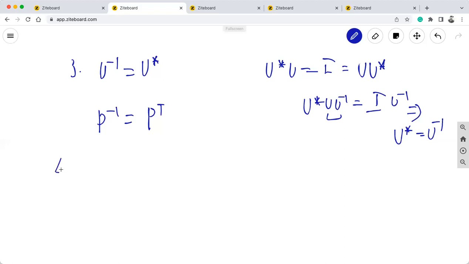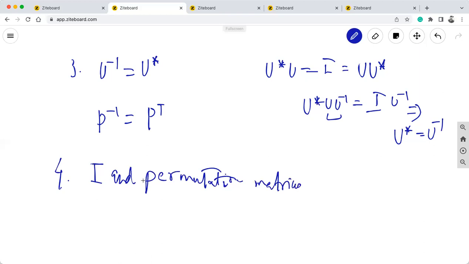So another note is that the identity matrix and the permutation matrix. The permutation of the rows of I will give you the permutation matrix, rows and columns. The identity matrix and permutation matrices are actually orthogonal matrices. Okay.